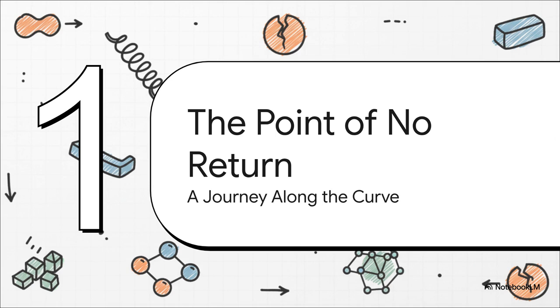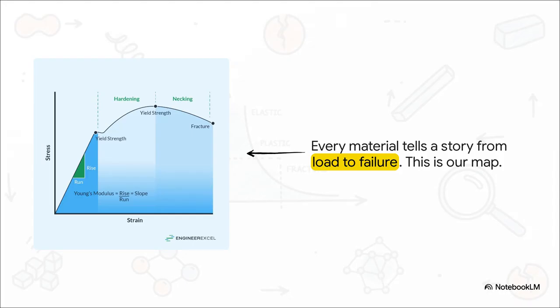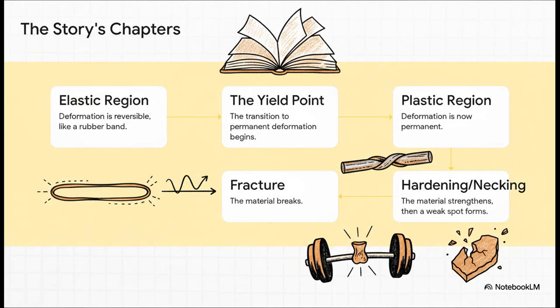So now that we have the language down, we can follow the plot of this story. We're going to trace the life of a material from the moment a load is first applied all the way to the very end, when it breaks. And this right here, this is our map for that journey. You see the vertical axis? That's stress, the internal fight. And along the horizontal axis, we've got strain, the outward stretch. Every single point on this curve represents a specific moment in that material's life as it's being pulled apart. We can break this whole story down into 5 main chapters. It's a real drama. Let's walk through them one by one.